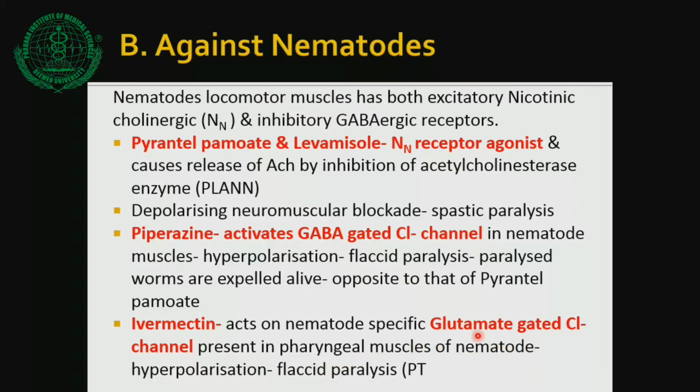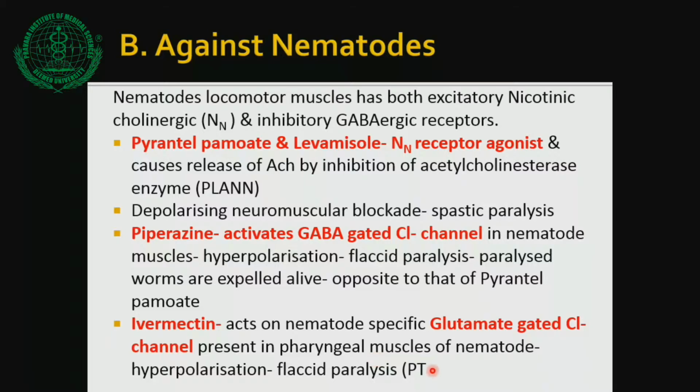Remember, in human beings, glutamate is an excitatory neurotransmitter, but in nematode it acts as one of the inhibitory neurotransmitters through the chloride channel. Again, same, because of influx of chloride, hyperpolarization will occur and flaccid paralysis will occur.